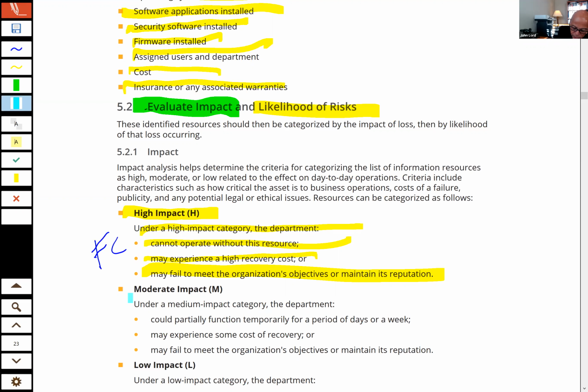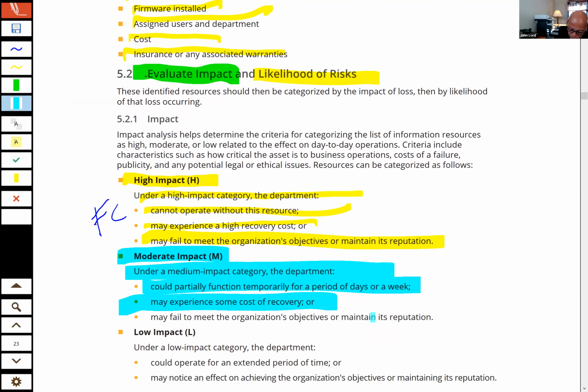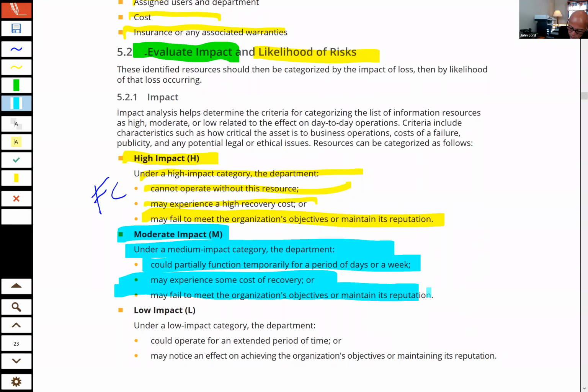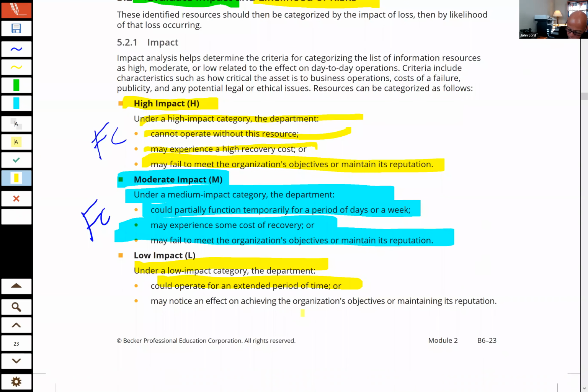Moderate impact. Under moderate impact, we could partially function, may experience some cost recovery, or may fail to meet the organization's objectives and its reputation. Low impact, okay, you can flashcard that. Low impact, I think you know where this is going, could operate for an extended period of time, or may notice an effect on achieving the organization's objectives or its reputation.